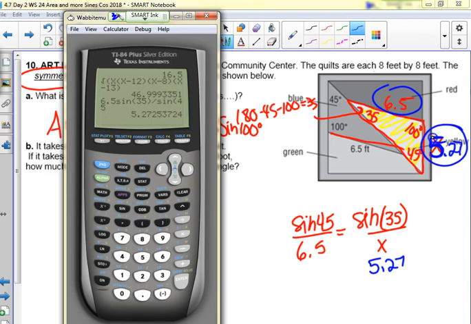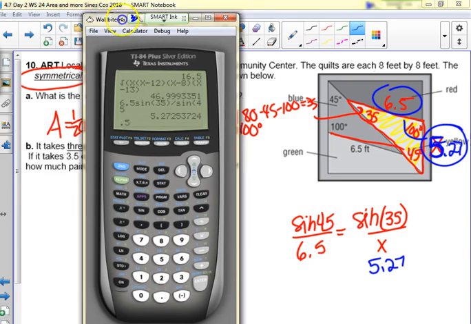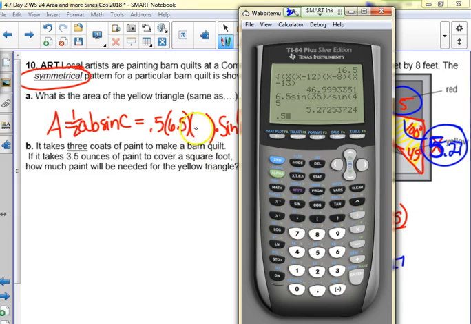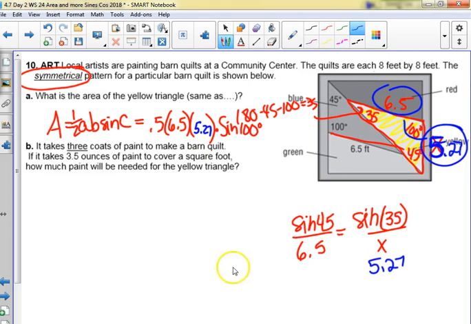So now if I use these two sides and the angle in between, I will have 0.5 times 6.5 times that last answer. I'll just type it in as 5.27, or you could use answer, times the sine of 100. I'm getting 16.9 roughly square feet for the yellow piece. That's all it asked for, was the yellow piece.